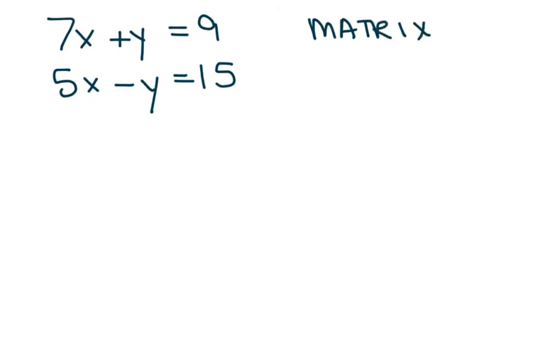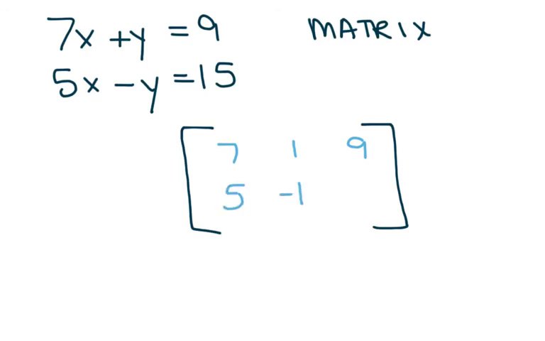A matrix is a collection of numbers between brackets. And what we're going to do is pick only the coefficients from each equation. So the first equation, just the coefficients are 7, 1, and 9. And I'm going to write it like this. In the second equation, the coefficients are 5, -1, and 15.